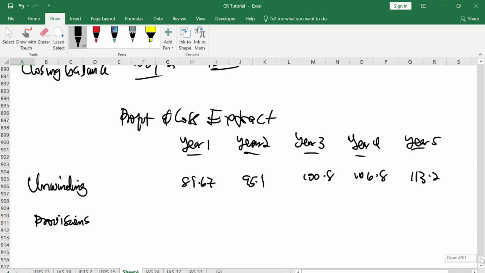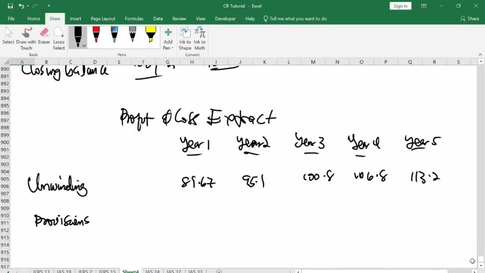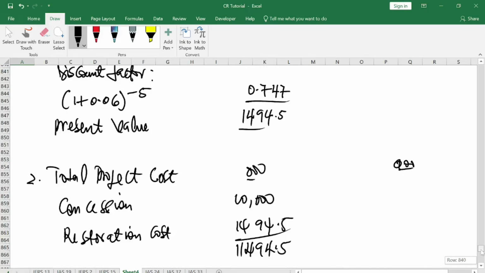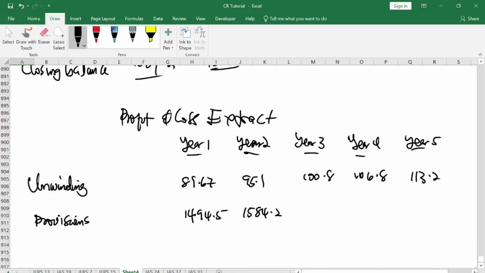Then you also bring in your provision. So I have the provision. Provision is 1494.4. The year 2 is how much? 1584. The year 3 is 1679. So this is how the presentation will look in the profit and loss account.